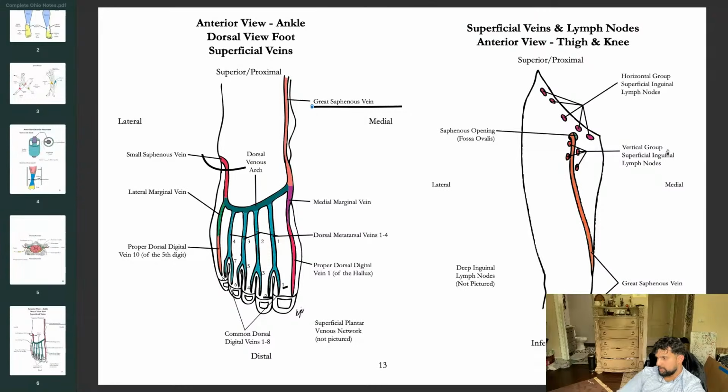Vertical group of superficial lymph nodes. The best way to remember it is it drains everything the great saphenous vein drains. It stays medial, starts off a little anterior, goes medial, goes all the way down, goes posterior to the medial femoral condyle, actually. And that's actually an important thing to know, I'd say.